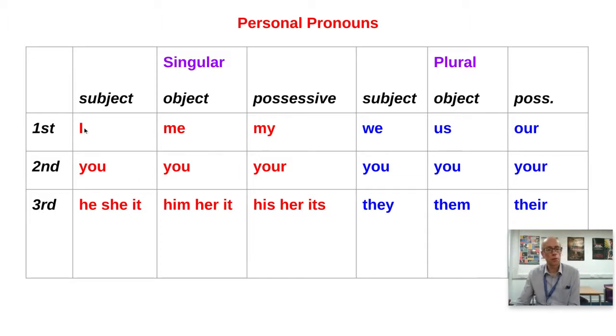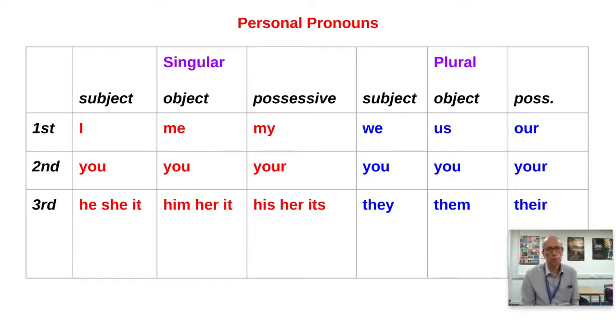So the way that we would talk about I, this is how you would label it in the exam, is a first-person singular subject pronoun. So we go that first, then that, then that. So I is a first-person singular subject pronoun, in contrast to me, which is a first-person singular object pronoun.